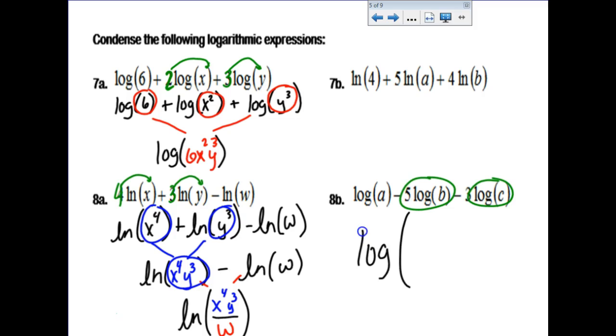I know it's going to be log. And if you know that any subtractions are going to end up in your denominator, can we just go ahead and put them down there now? You see where I'm going with that one? What's going to be in your denominator? This will be b to the 5th, good. And this will be c to the, there you go. And then your numerator is little old a.